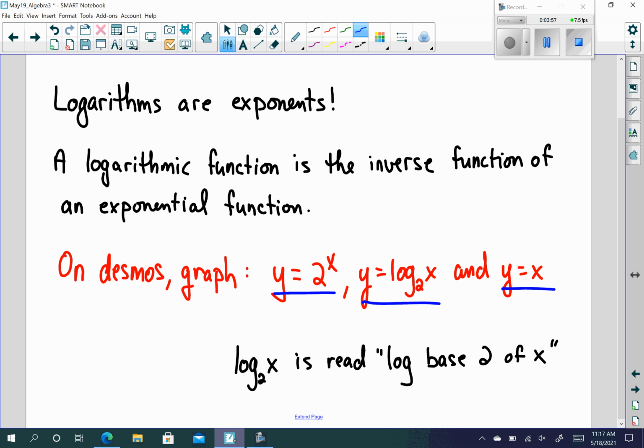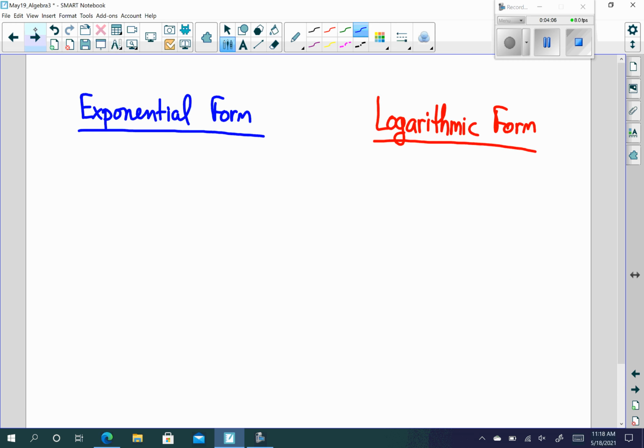All right, so 2 things we're going to do today. We're going to take a look at how to go from logarithmic form to exponential form and vice versa. And we'll also take a look at 3 basic properties of logarithms.